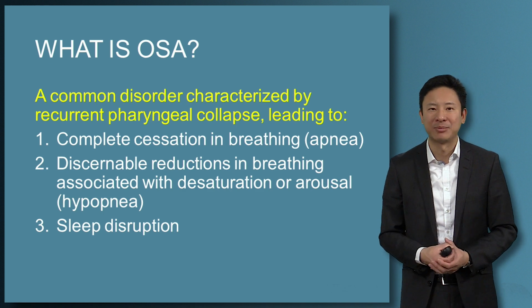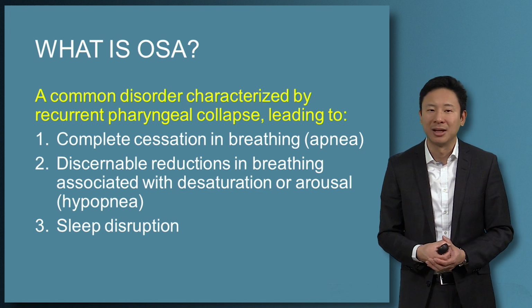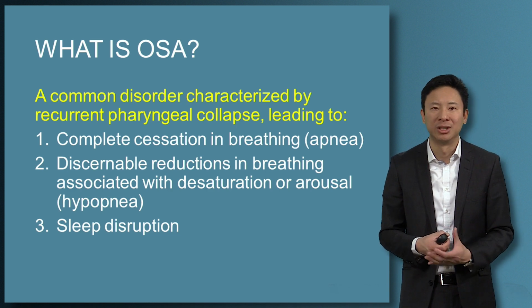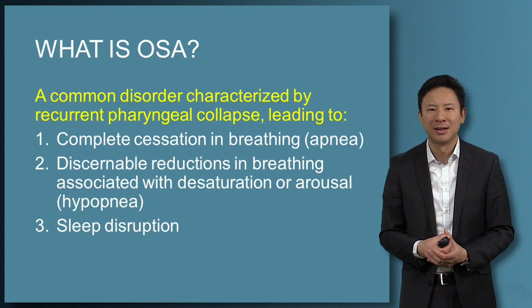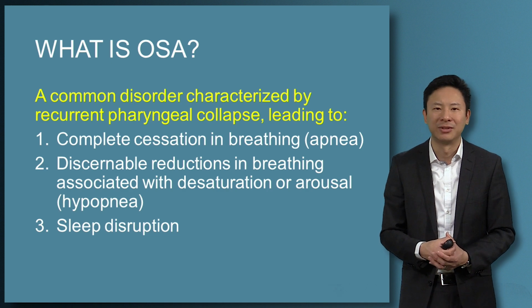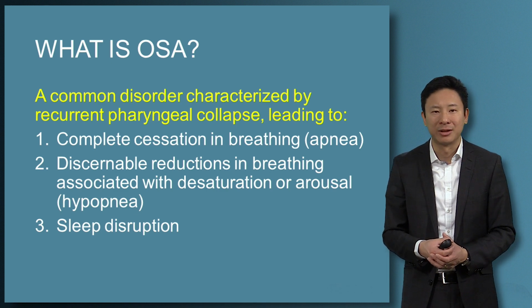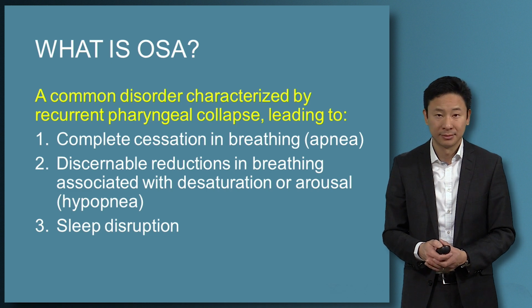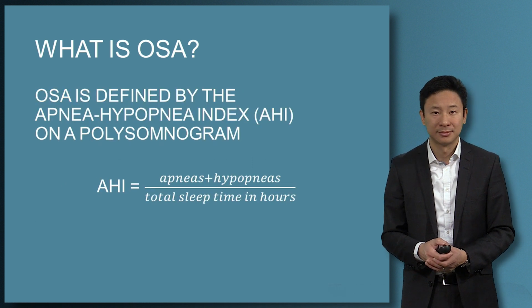But sometimes the collapse of the pharynx is incomplete, and what we see instead in those cases is a discernible reduction in breathing associated with some other event of physiologic significance, such as a desaturation or an arousal. This type of event is sometimes termed a hypopnea. And both of these events, breathing events, can be associated with consequences in terms of the sleep, so sleep disruption.